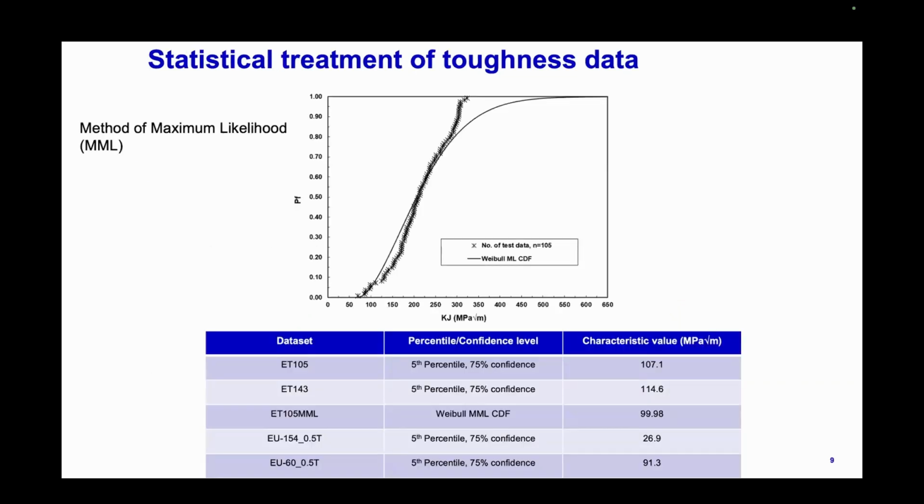And just for a comparison to the log normal distribution, which is a good descriptor of data scatter, we also plotted one of the probabilistic methods, the method of maximum likelihood. And as you can see, for the same data set, the 105 that failed by cleavage, the fit is not so good. So these are the characteristic values, as you can see. For both the CTs and the SENBs, if you take constraint into account, you can see the lowest temperature had the smallest characteristic fracture toughness value.